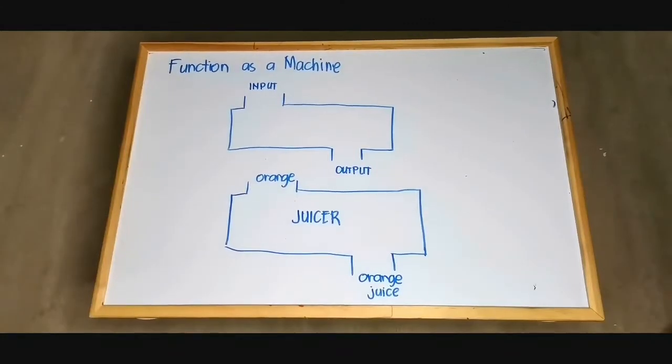Function as a machine. A function can be illustrated as a machine where there is an input and an output. When you put an object into a machine, you expect a product as output after the process is done by the machine. For example, when you put an orange fruit into a juicer, you expect orange juice as the output and not grape juice. Or you will never expect to have two kinds of juices, orange and grapes.